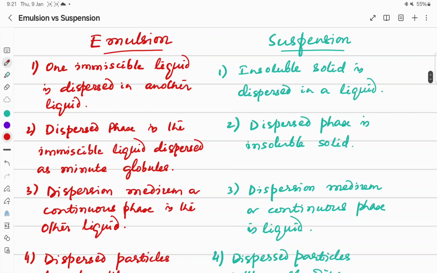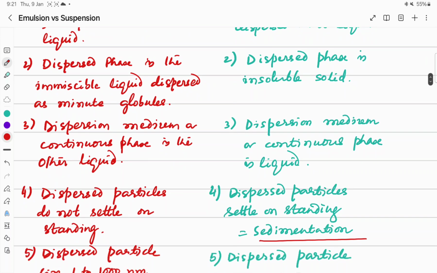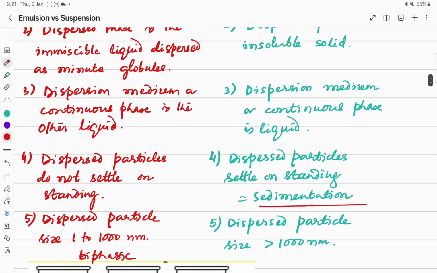In emulsion, one immiscible liquid is dispersed in another liquid, whereas in suspension, insoluble solid is dispersed in a liquid. The dispersed phase in case of emulsion is the immiscible liquid as minute globules, and in suspension the dispersed phase is insoluble solid. The dispersion medium or continuous phase is the other immiscible liquid in case of emulsion, whereas in suspension it is the liquid in which the insoluble solid is dispersed.